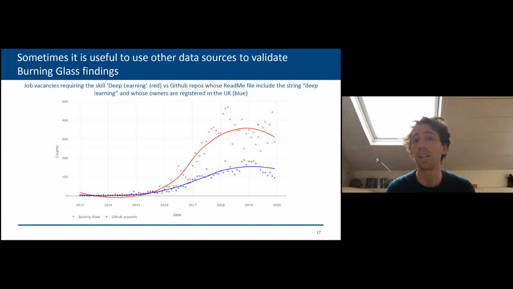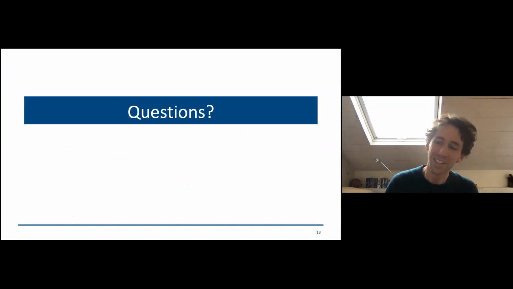And those two data sets seem to suggest some consistency in that they suggest that there was a big rise in deep learning between 2016 and 2019, and maybe that's slowed down and very slightly dipped since 2019. And so it's quite an interesting case where we tried to check our findings from Burning Glass using a different data set. And next slide. And that's it for me. Thank you very much.